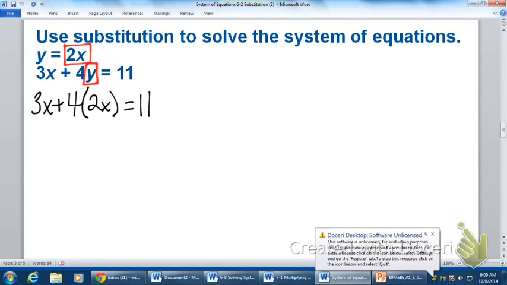Does everybody see how I did that? I just substituted what I had equal for y in for my y value, my second equation. That's it. Okay. Now from here I'm solving. Four times 2x gives me 8x. This gives me 11x. Divide both sides by 11.